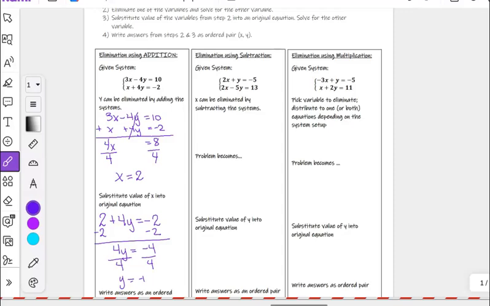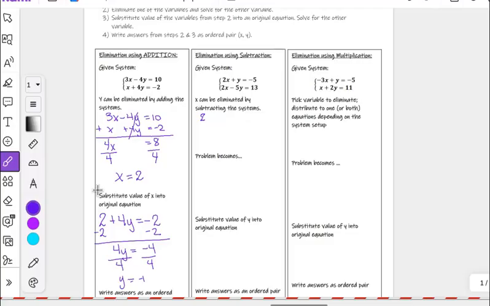Okay, another way you can do this is by subtraction. So let's say you would use subtraction if you had the same coefficient, but they're not opposite. So then you would subtract. So for example, given the system 2x plus y equals -5 and 2x minus 5y equals 13. The coefficient for x is the same, it's 2. So we can use subtraction. X can be eliminated by subtracting the systems.